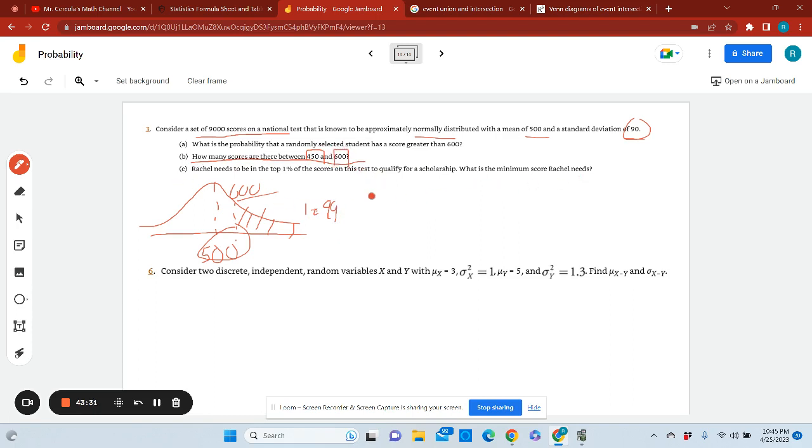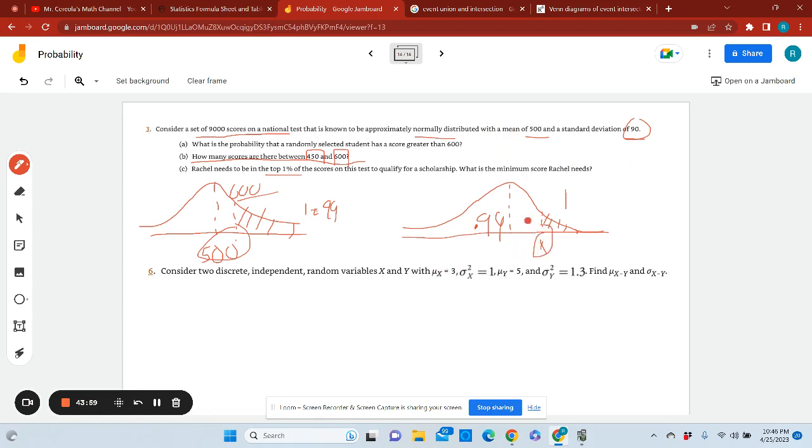All right. And then we reviewed this already, right? What does Ralph need to be in the top 1%? Again, that's not a normal CDF job. That's an inverse norm, right? They want to know what's the cutoff for the top one. Go to inverse norm. Tell the calculator you need the cutoff for 99% area to the left. Tell the calculator the mean and the standard deviation. It will give you the cutoff.